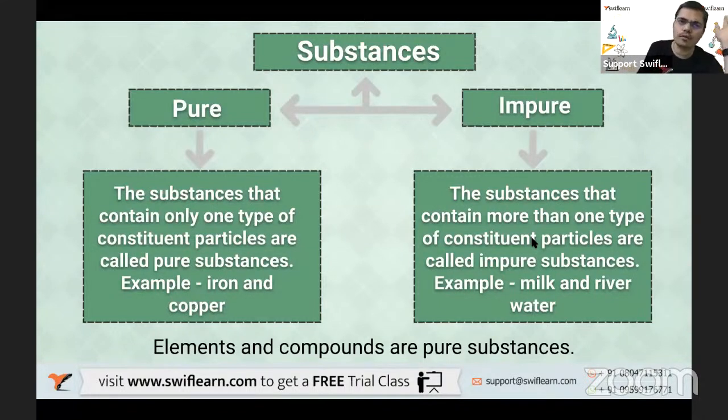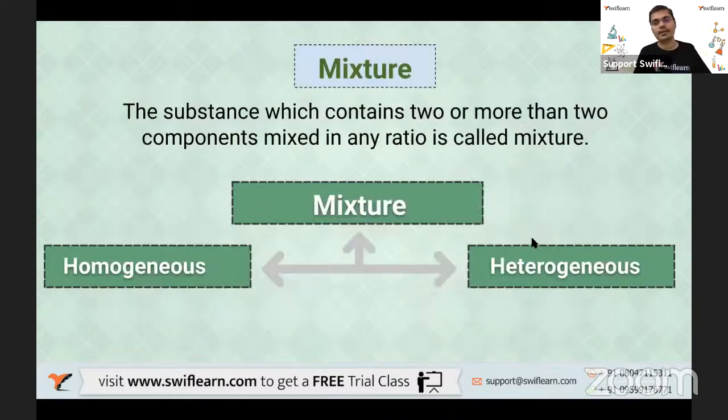Like milk. Milk is pure if you don't add water, by the way. As soon as you milk it from the cow, the milk is pure before adding any water, even a single drop. That is pure milk. Impure substances have more than one type of constituent particles. That is called impure. Examples are milk with water, and river water. Then we discussed mixture. What are the 2 types of mixture? Homogeneous and heterogeneous. Now remember the example. Homogeneous means we cannot see the things separately. If you add water and sugar, can you see the water and sugar separately? No, that is a homogeneous mixture.